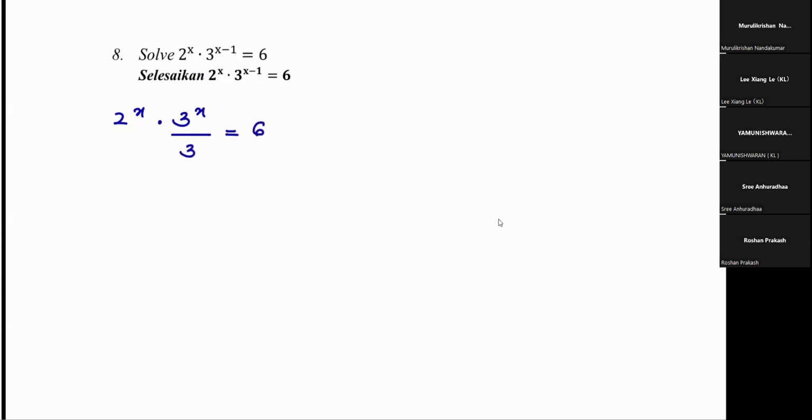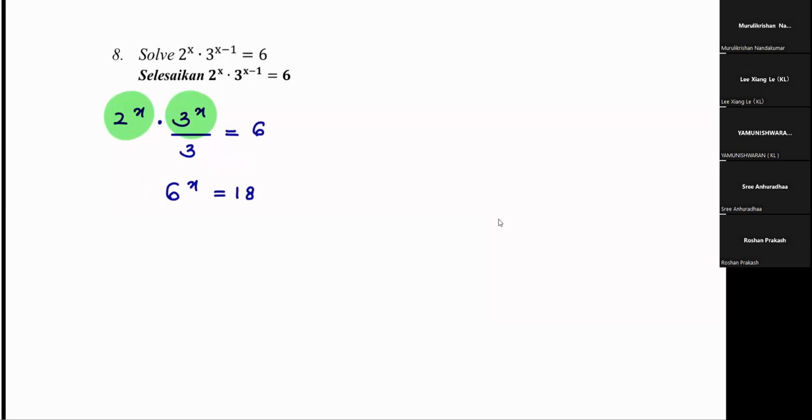Faham? Okay. And the best part here is this 2x, tengok ha? This 2x and this 3x actually the same. You tahu apa yang saya kata same? Dia punya index sama. Kalau index sama, base you boleh darab. That means the base is 2 times 3 becomes 6, x. Nampak tak? Sebab index sama. So this 3 you pindah sebelah sini. It's going to be 18.